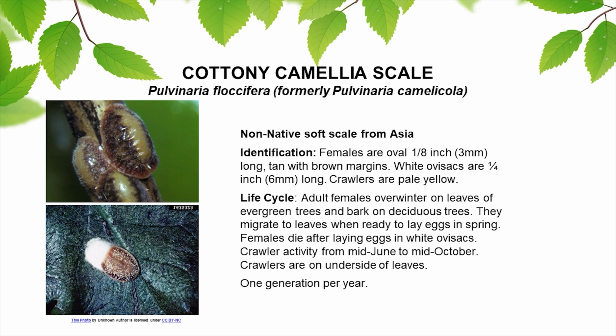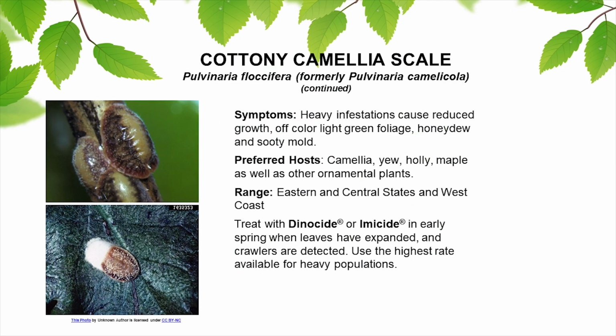Crawler activity is from mid-June to mid-October. Crawlers can be found on the underside of leaves. The Cottony Camellia Scale has 1 generation per year. Heavy infestations of Cottony Camellia Scale include reduced growth, off color, light green foliage, honeydew, and sooty mold. The preferred hosts are camellia, yew, holly, maple, as well as other ornamental plants. The range of the Cottony Camellia Scale is eastern and central United States and on the west coast.